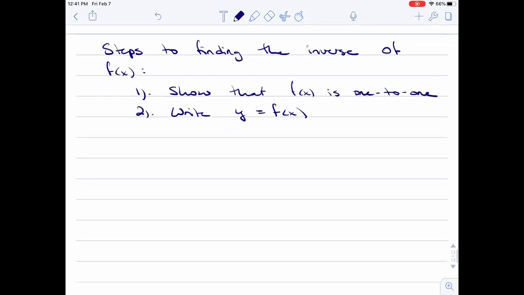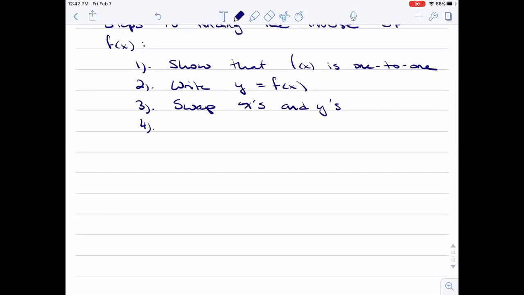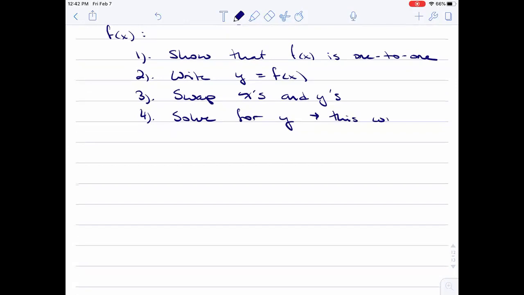Step 3, now wherever I see a y, I'm going to write x instead, and wherever I see an x, I'm going to write y instead. Question? So that's the inverse. The inverse would be x equals f of y then? Yeah, but then we solve for y to get the inverse. So we swap the variables, and then we solve for what we usually solve for, but that's the inverse. So we write y equals f of x, and then swap x's and y's. And then step 4 is solve for y. This will be the inverse of f. This will be f inverse.